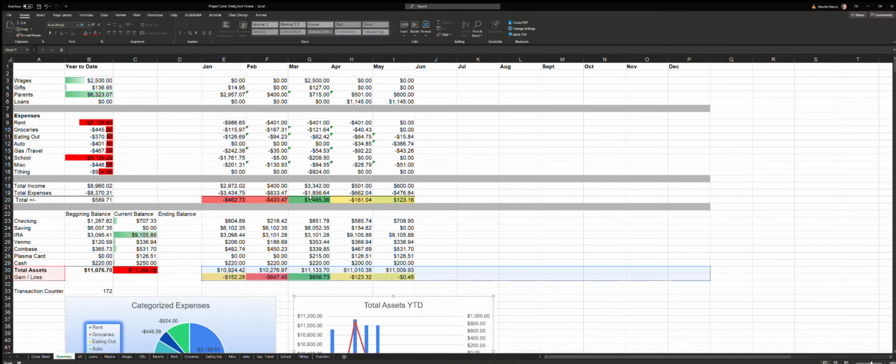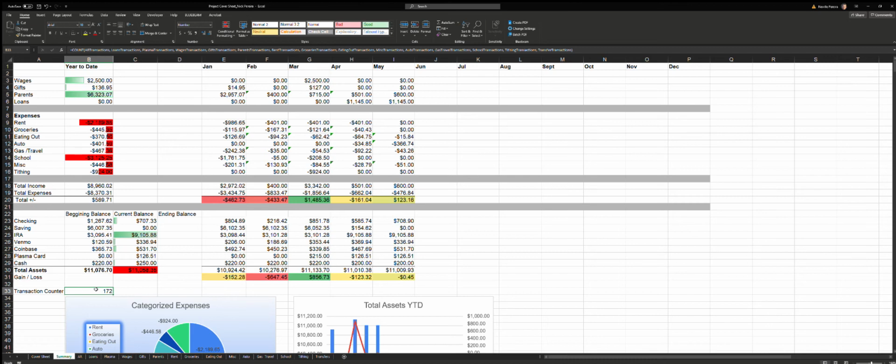Lastly, I wrote a formula for a transaction counter to track how many transactions I participate in throughout the year. Obviously, if I can limit that amount, that would be ideal, just to save on my expenses.